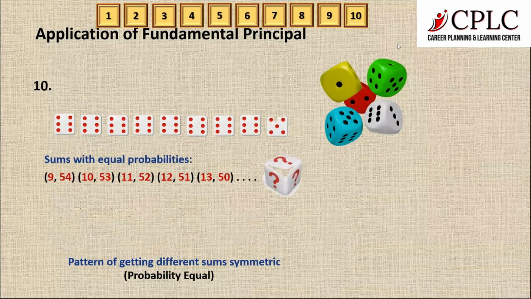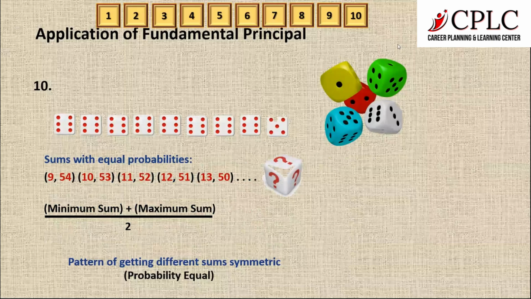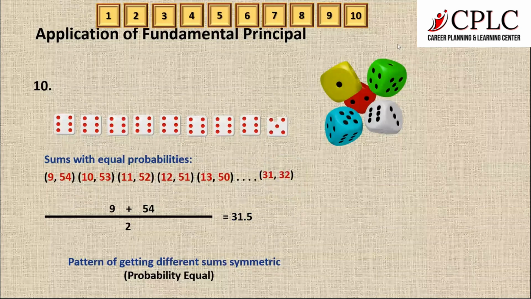Now over here we can simply apply the formula, that is minimum sum plus maximum sum upon 2. Minimum is 9, maximum is 54 upon 2, that is 31.5. Now 31.5. This is just to get the breakthrough, breakthrough as in the middle point. So middle point is 31.5, but we just have to take the integral values. So it is going to be 31 and 32.